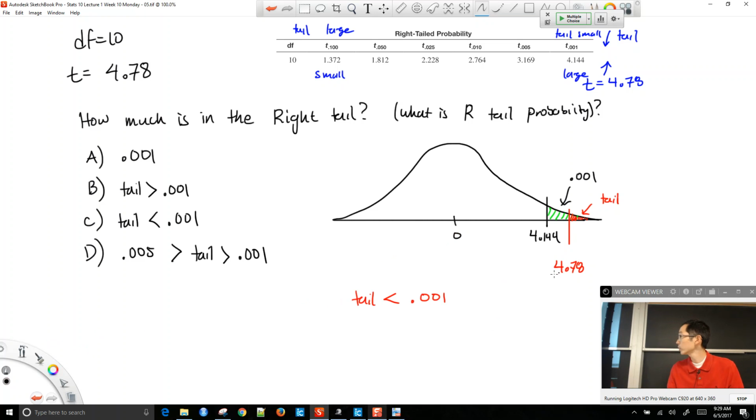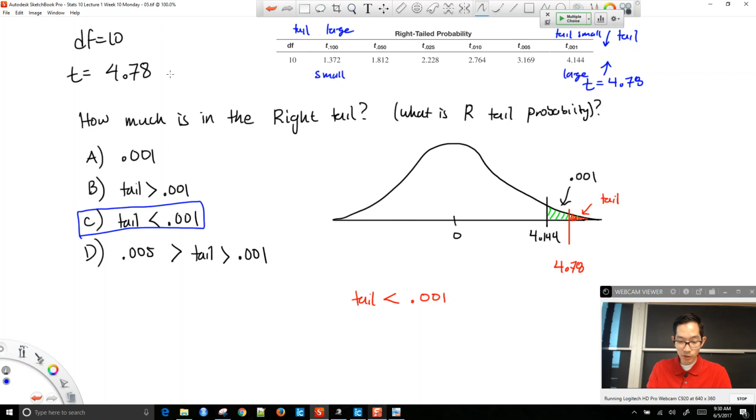So when you go to the t table, you're not going to get exact values, but you get a range. And sometimes that range is going to be one-sided. Technically, the other side is that the tail has to be bigger than 0. So there we go. Okay, so that's that.